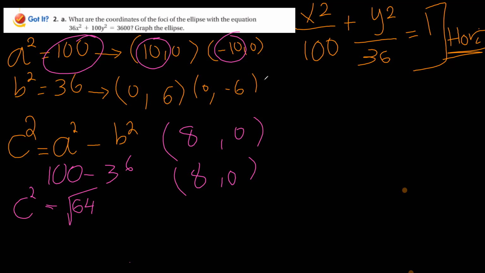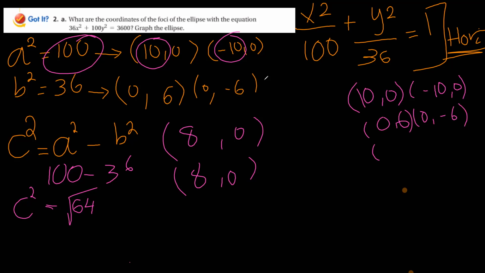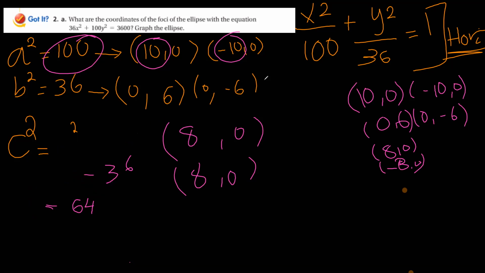Okay. So by now, I have the vertices. Let's write it here. The vertices are (10, 0) and (negative 10, 0). The co-vertices are (0, 6) and (0, negative 6). And the foci are (8, 0) and (negative 8, 0). Where do I bring this 8 from? The square root of 64, which is 8. Now, I want to graph the ellipse.